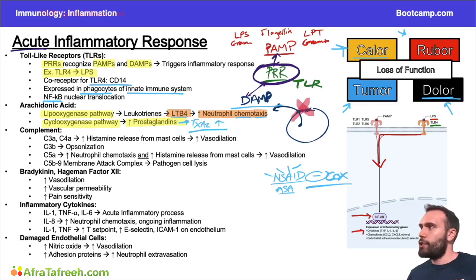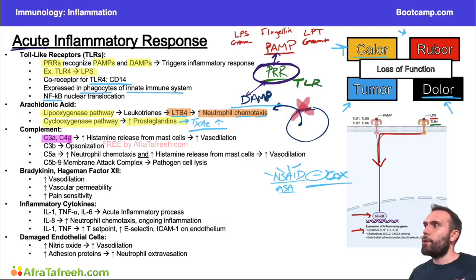We have a whole video just on complement, so I'm going to go through this kind of quick, but we'll talk about this in greater detail. I'm just teeing it up here. So C3a and C4a, probably the least high yield of the ones on here, but it is important to remember that these are responsible for that vasodilation. Remember, I told you, you're going to have some heat, you're going to have some redness. That's because you get vasodilation.